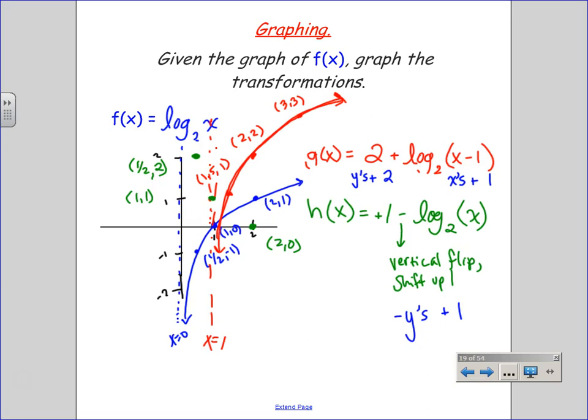Where's my vertical asymptote? I vertically flip him. Well, that's boring. I go up 1. Did he go anywhere? Vertical asymptote, I flip him, and I go up 1. Still the same, right? So, do you guys see the swoop?